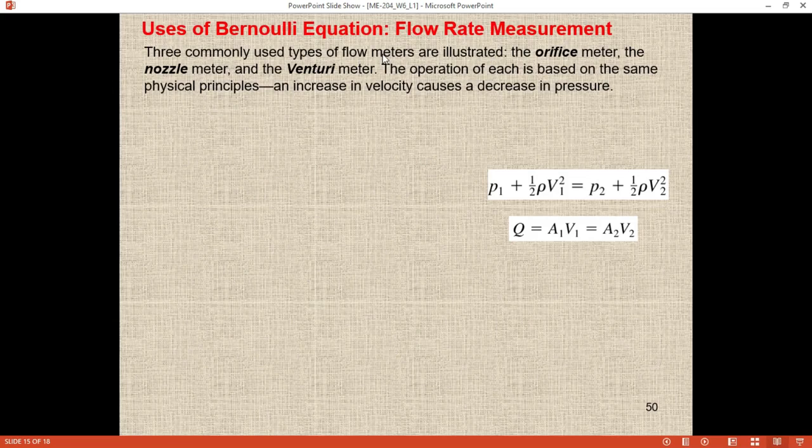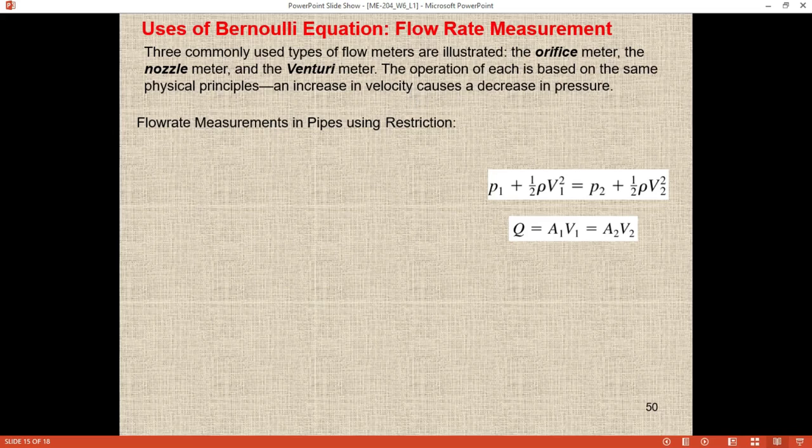The three types mean three types of different obstructions. Okay, the orifice meter, the nozzle meter, and the venturi meter. The operation of each is based on the same physical principle: an increase in velocity causes a decrease in pressure. Okay, so this is the phenomenon.